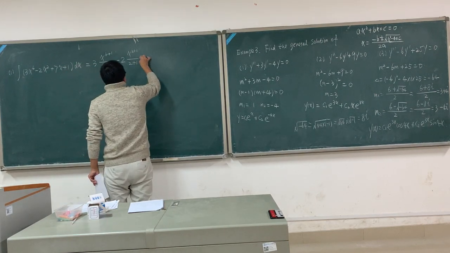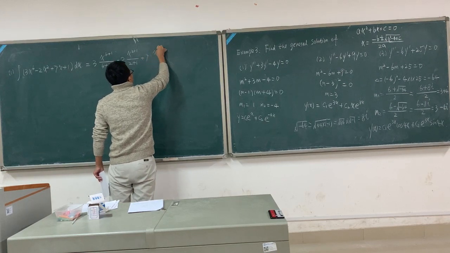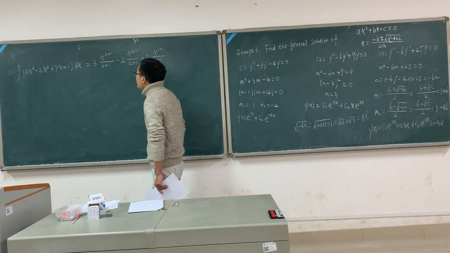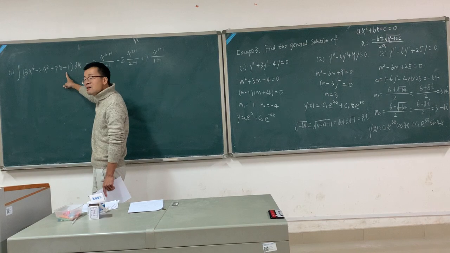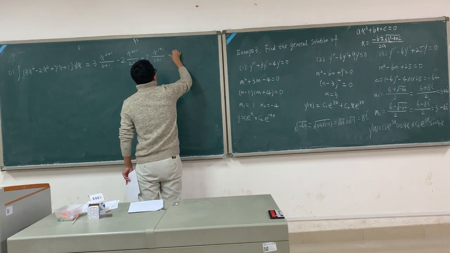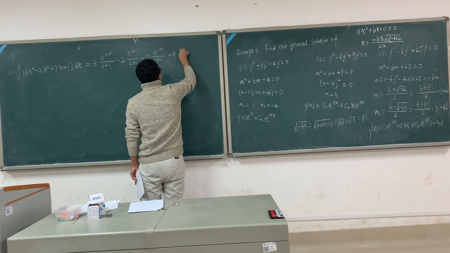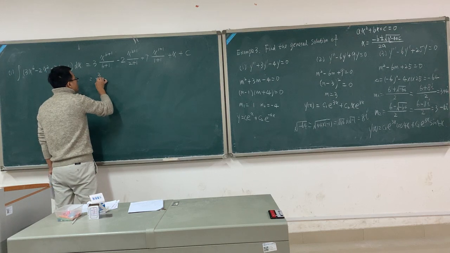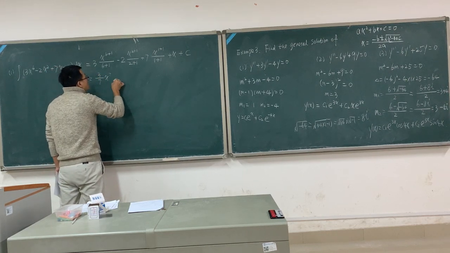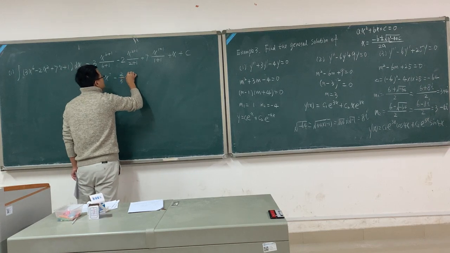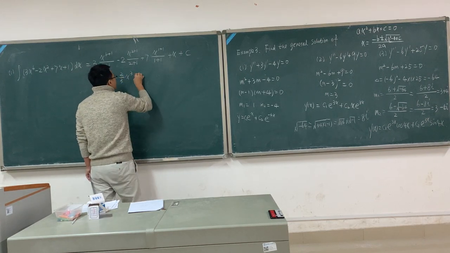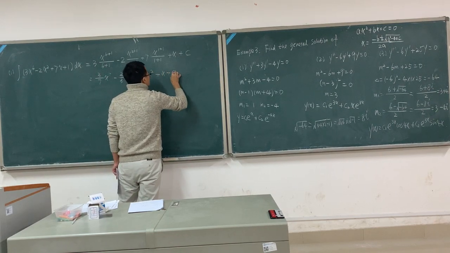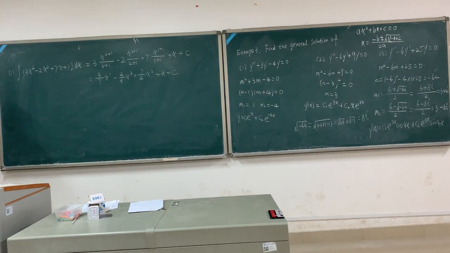7x, the antiderivative is 7x to the 1 plus 1 divided by 1 plus 1. And the antiderivative of 1 is x. So here we need to add a constant c. So the result should be 3 by 7 x to the 7th power minus 2 by 3 x cubed, plus 7 by 2 x squared plus x plus the constant c. So this is the first.